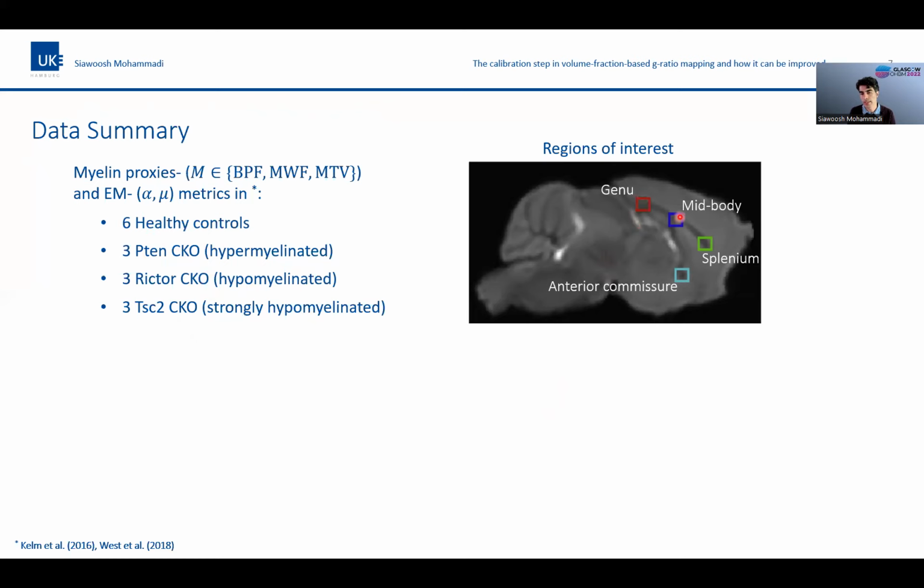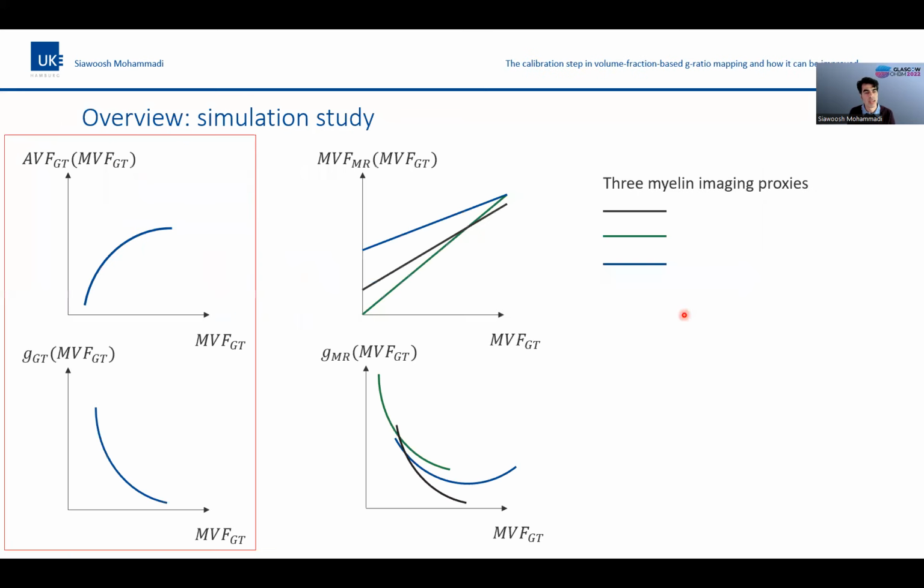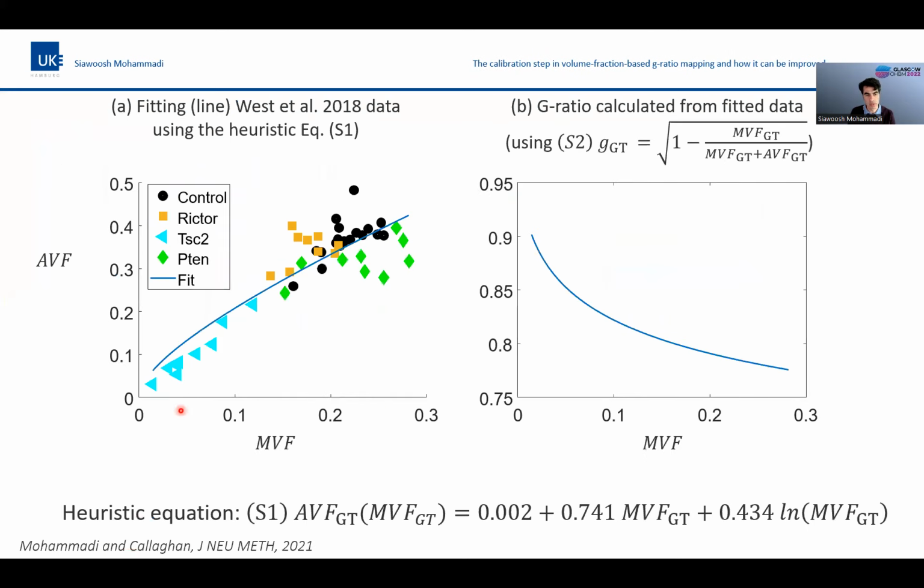And we look at 4 different regions of interest, 3 in the corpus callosum and 1 in the anterior commissure. And using that, we can now generate these 2 relations here. And that's what is done here. So in different colors are the different mice for the different regions of interest. And this is the fit using this heuristic equation. And using this fit, we can calculate the ground truth G-ratio, which would look like this.